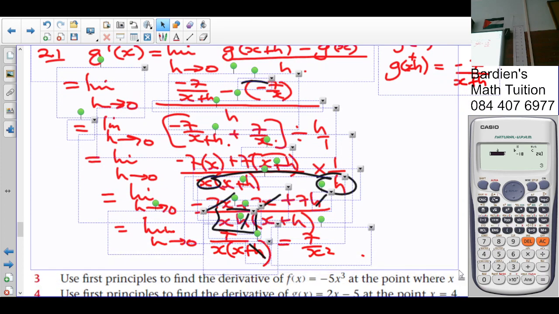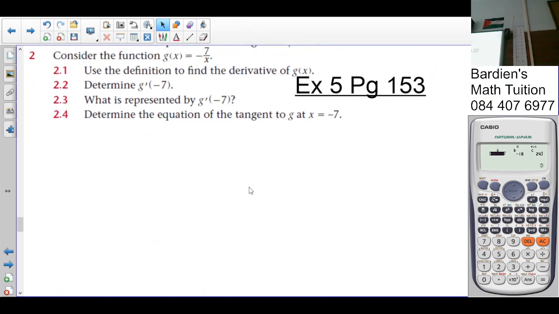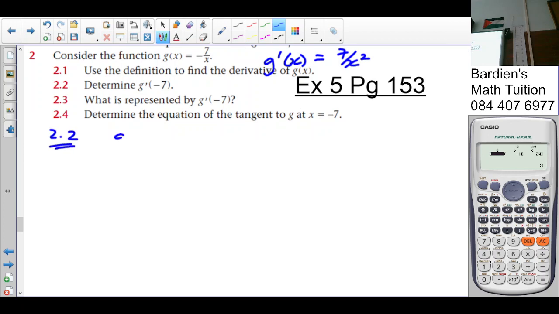So this here, I'm going to write it there. That g dash of x was 7 over x squared. Let's look at 2.2. Determine g dash of negative 7. So g dash of x is 7 over x squared, so it's 7 over negative 7 squared, which is 1 over 7.